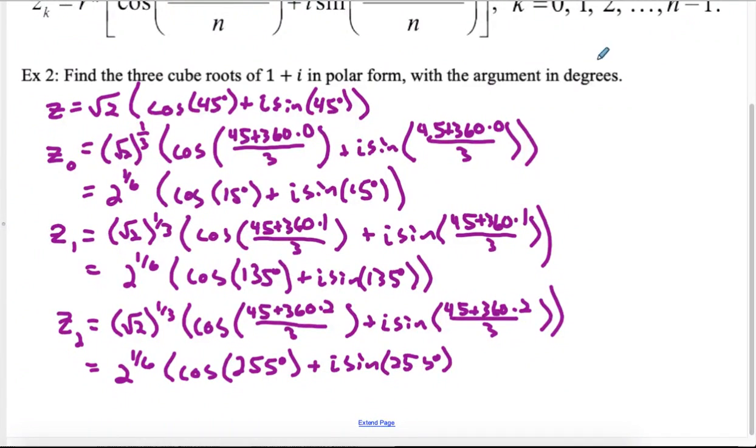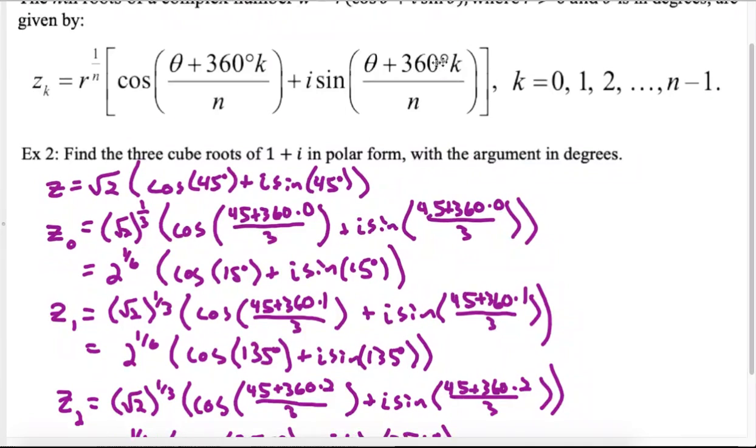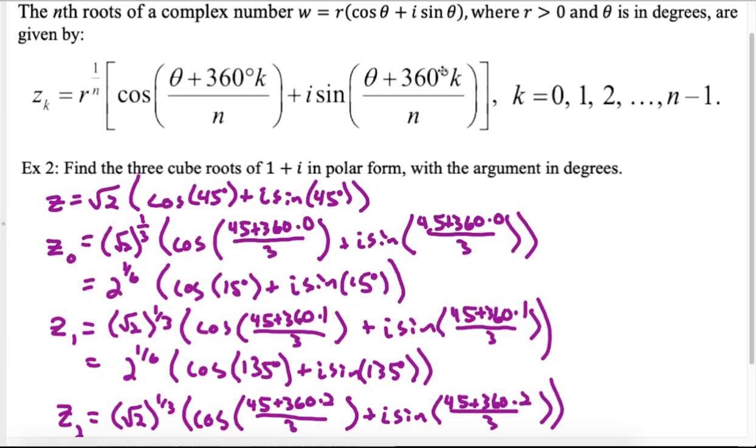Now, if we were to ever specify that the argument or the angle should be in radians, we would just replace 360 in this formula with 2 pi, and we would go through the same process. So we can use de Moivre's theorem to find powers of complex numbers in polar form, or to find roots of complex numbers in polar form.